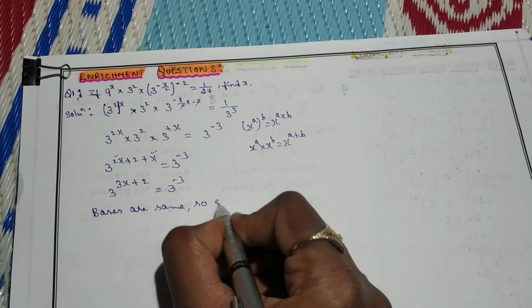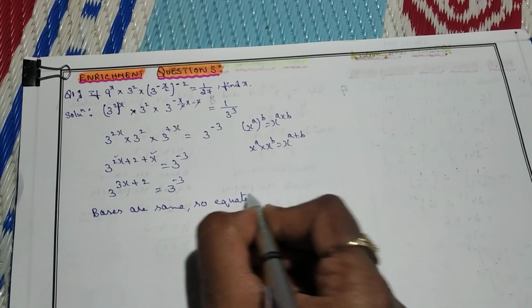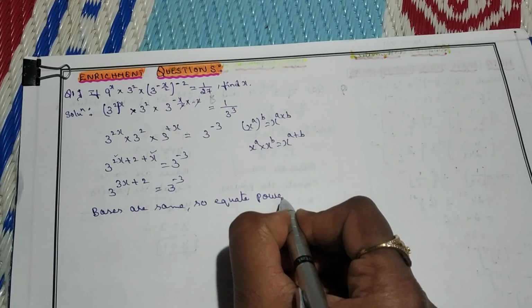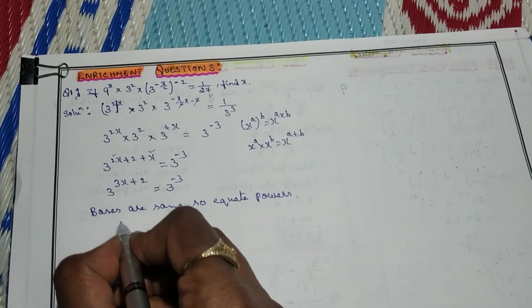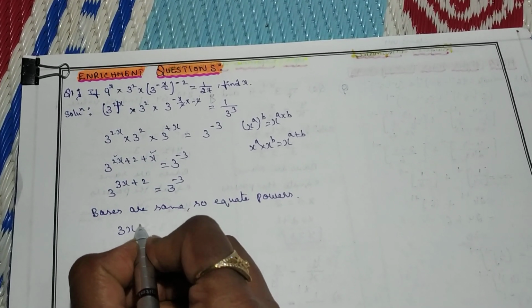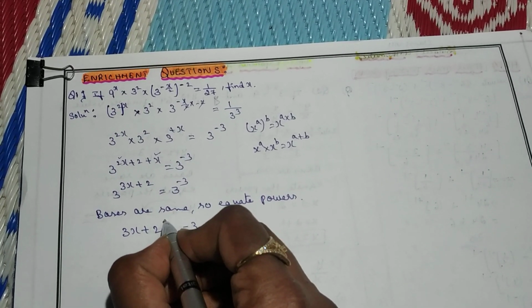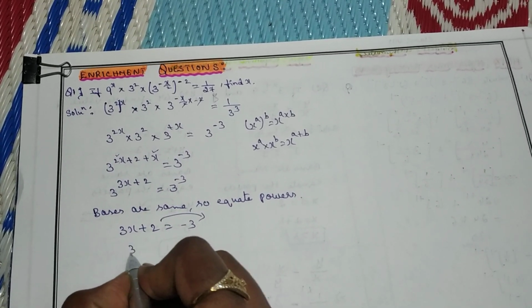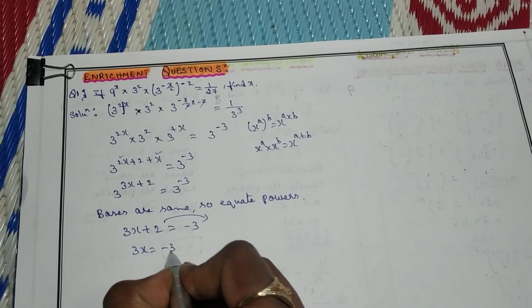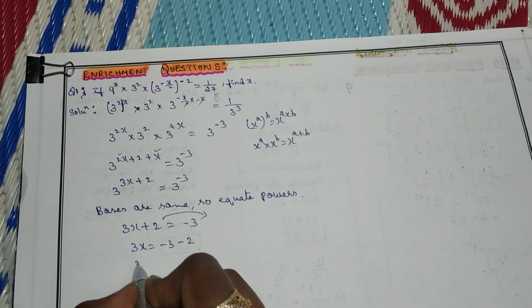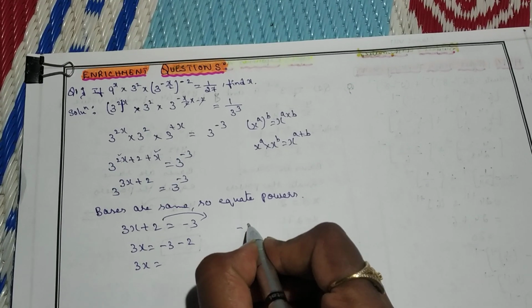So equate powers. What is the left hand side power? We have 3x plus 2 and the right hand side power is minus 3. Now take this plus 2 to the other side, then it becomes minus 2. Then 3x equals minus 3 minus 2.